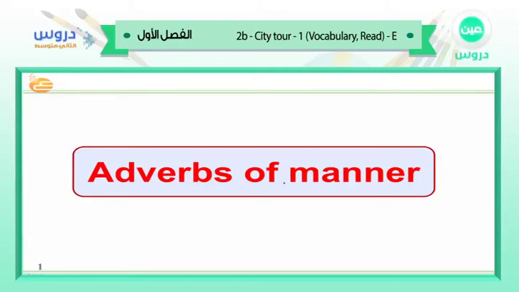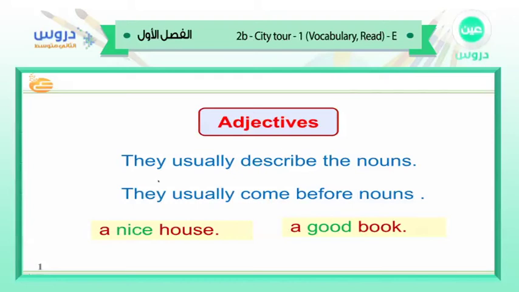Adverbs of manner. Okay, adjectives. They usually describe the noun. Adjectives describe the noun. They usually come before the noun. Okay? This is a noun.